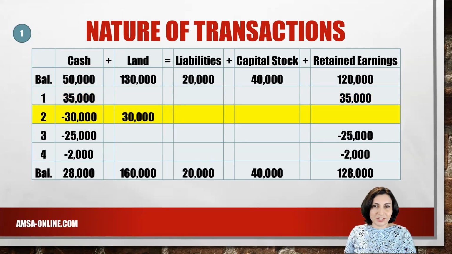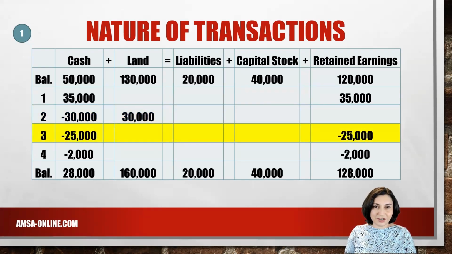In the second transaction, cash has decreased by $30,000 and land has increased by the same amount. This means that Delta has purchased land in exchange for cash amounting to $30,000.